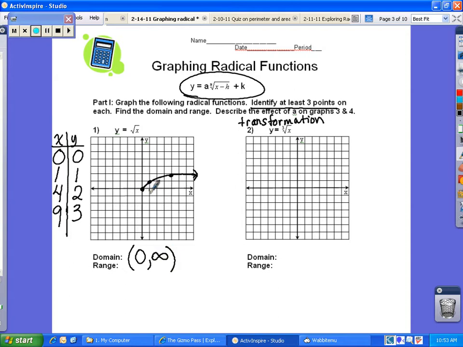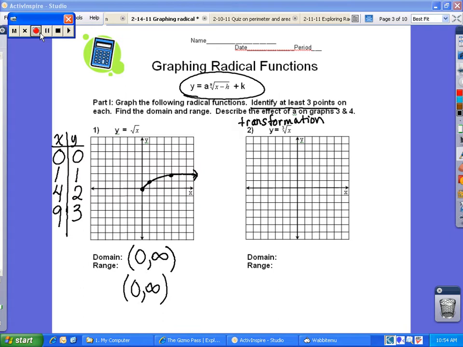Looking at the values that y can take, in this case the range is the same thing, everything from 0 to infinity, because it does keep increasing. Notice we have no negative values for each, and both the domain and range start at 0 and go to infinity.